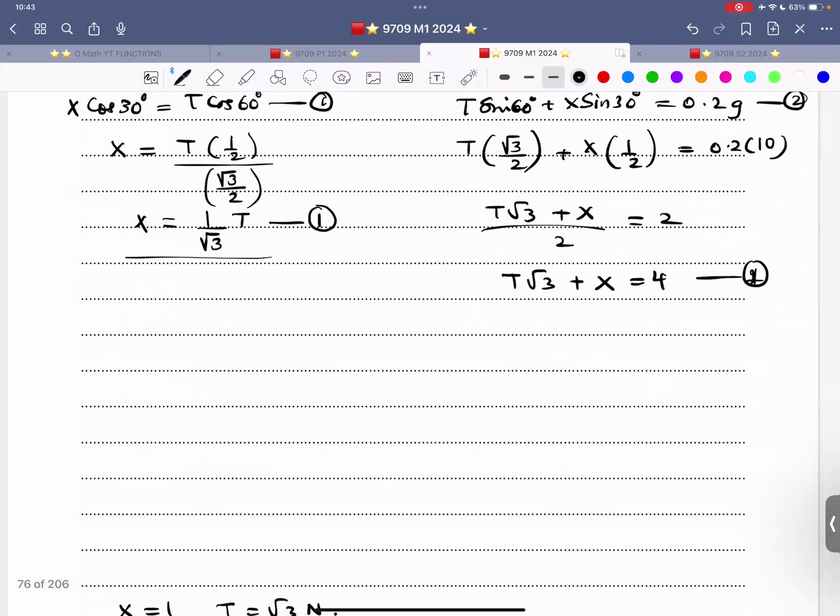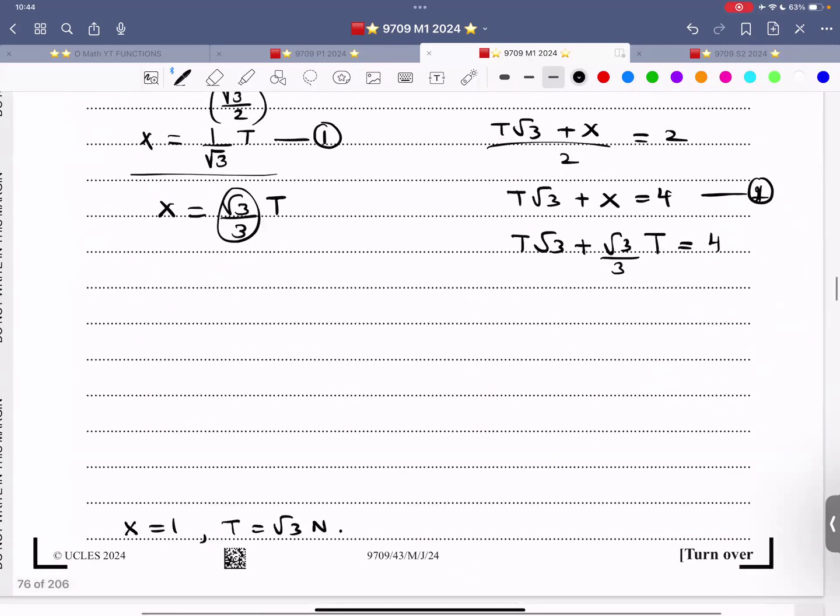Now, X is 1/√3 T, which can also be written as √3/3 T. This is after rationalization. So T√3 plus √3/3 T is equal to 4. So therefore, (3√3 T plus √3 T) divided by 3 is equal to 4. And there is a T, don't forget. So that is 4√3 T is equal to 12.